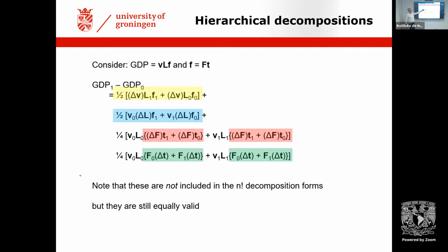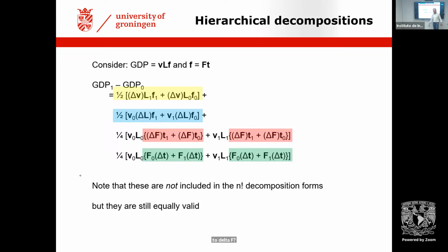These hierarchical decompositions are found, no problem at all. In some cases, it may be useful. Suppose that you are studying something and you want to study it in more detail because you have more information. What happens to delta F?